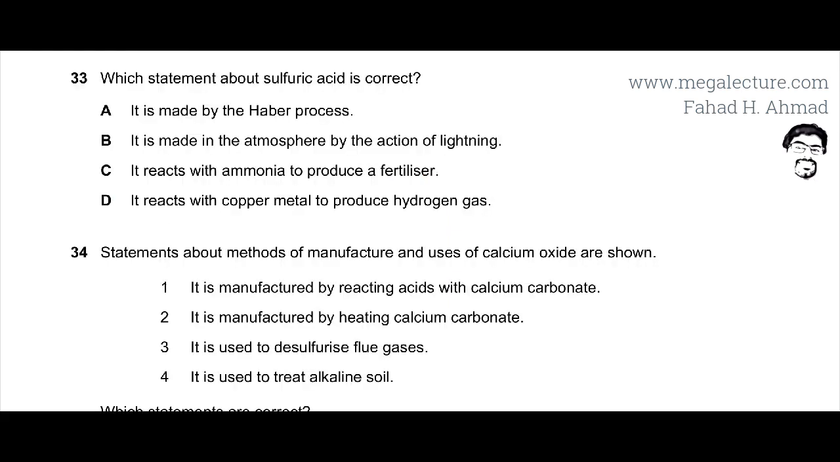The following question reads: which statement about sulfuric acid, which is H2SO4, is correct? So the first one, it is made by the Haber process. No, it's not made by the Haber process. It's made by the contact process. In the contact process, H2SO4 is made. So option A is incorrect.